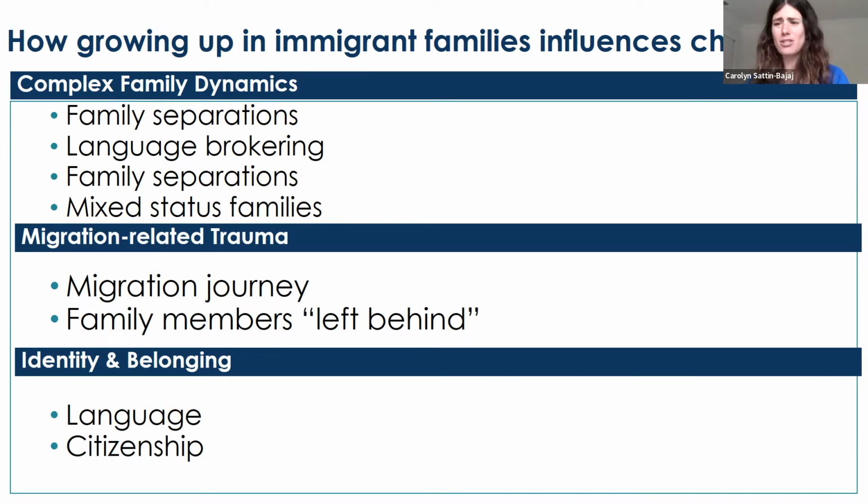Oh, I mentioned family separations twice. Yeah, it's really important, family separations. And then thinking about a mixed-status family, it's not only that maybe a parent is undocumented living with a citizen child, but there might be siblings who have different status. If one child was born in the US and the other child was not, there are all of these implications for a family.